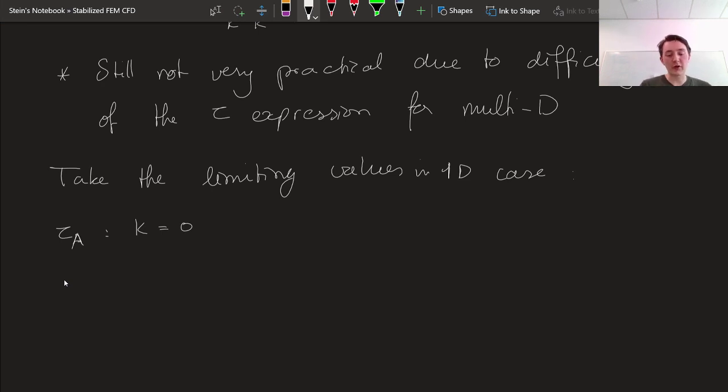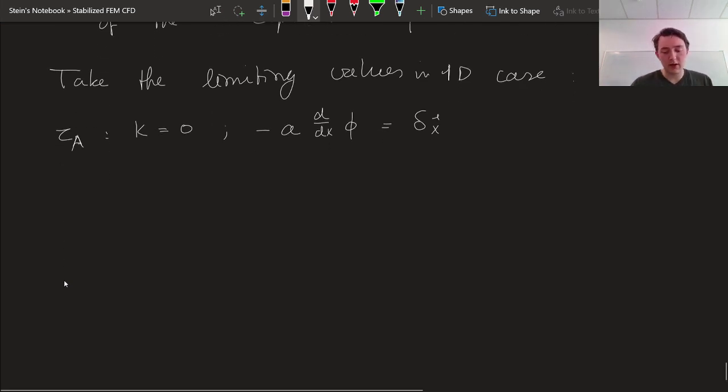So what does our partial differential equation look like then? Well, it's going to be minus, because again we're dealing with the adjoint differential operator, times A times d dx acting on some field phi, and that had to be equal to our Dirac delta distribution at some point x hat. Now it might look like I'm asking something near impossible. How do we solve something like this? Well, it actually ends up being quite simple.